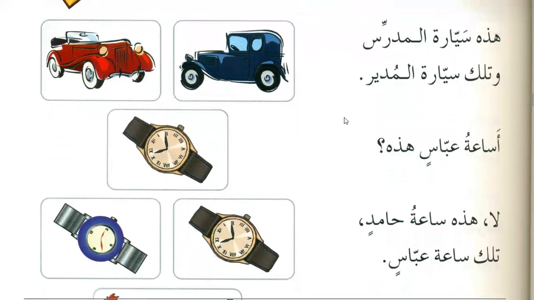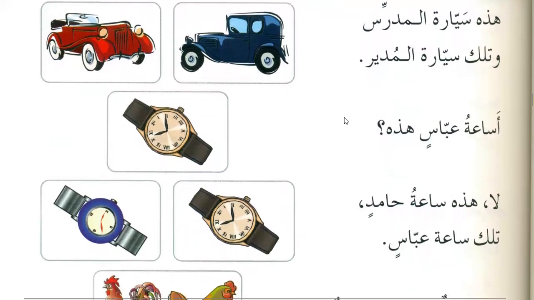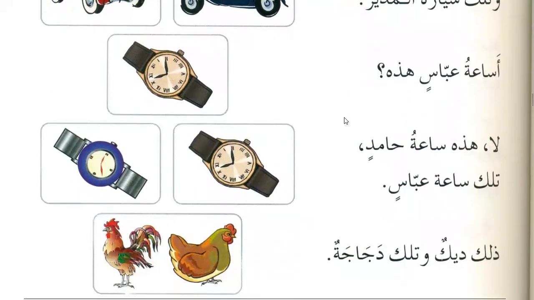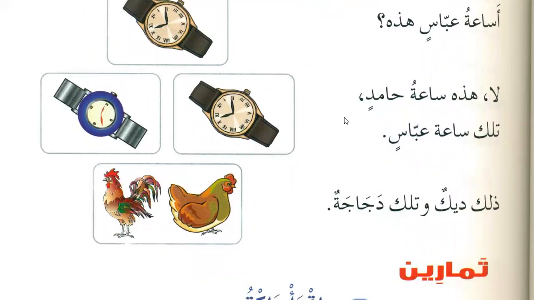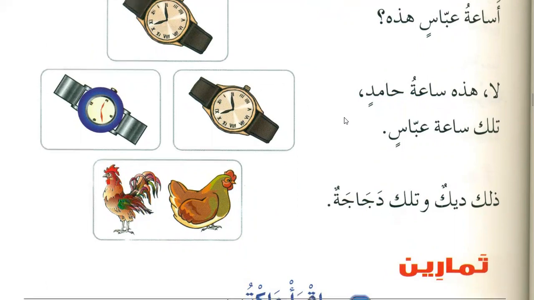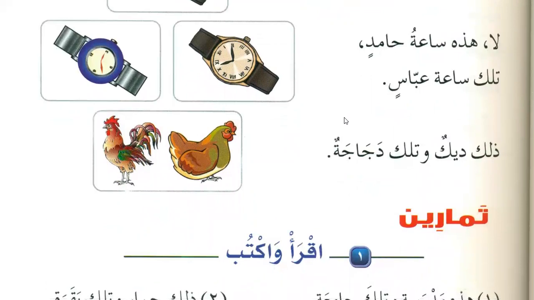As-sa'atu Abbasin hada? Is this Abbas's watch? La, hazihi sa'atun Hamidin. No, this is Hamid's watch. Tilka sa'atu Abbasin. That is Abbas's watch. Zalika dikun wa tilka dajajatun. That's a rooster and that's a hen.